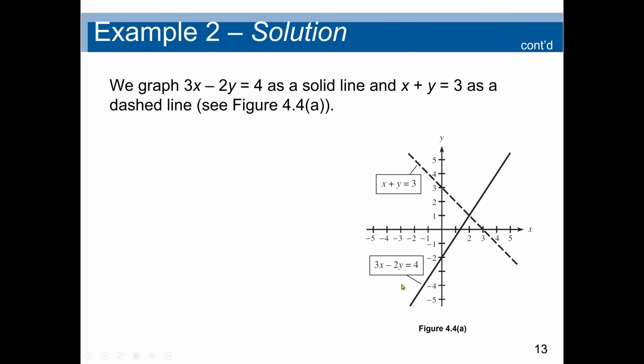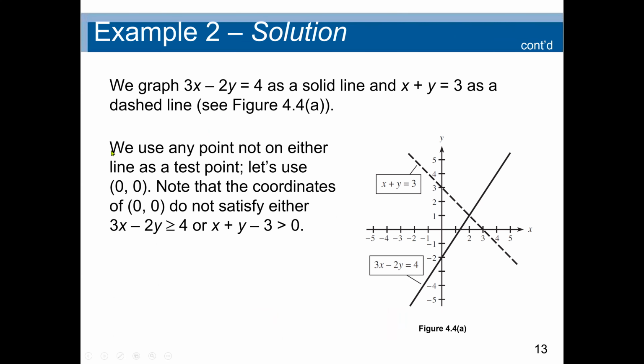The next thing we're going to do is take a point in any of the regions. We use any point not on either line as a test point. As long as the point is not on the line, it's okay. We have four regions now, four areas. So here we decided to take 0, 0, which falls around this region. We use 3x minus 2y greater than or equal to 4, or x plus y minus 3 greater than 0.